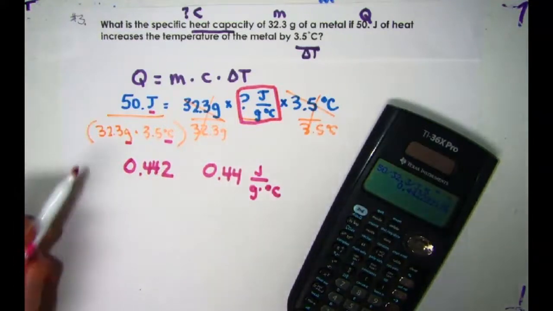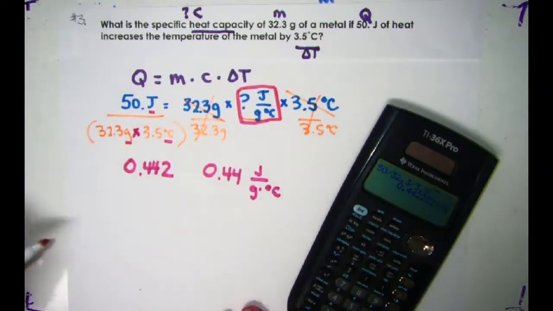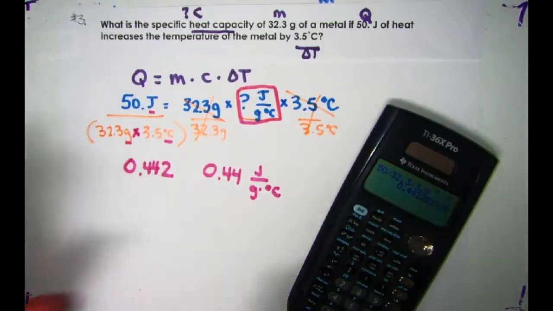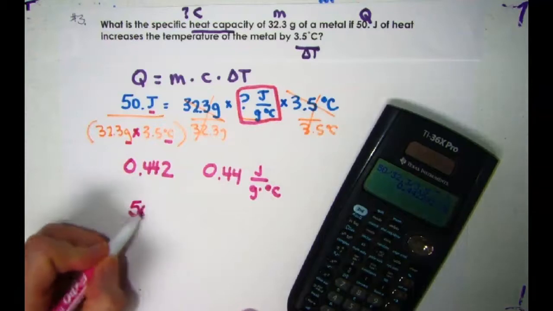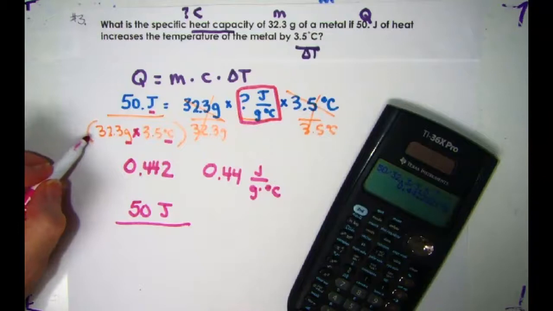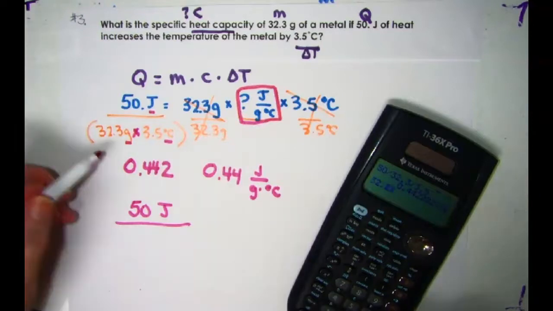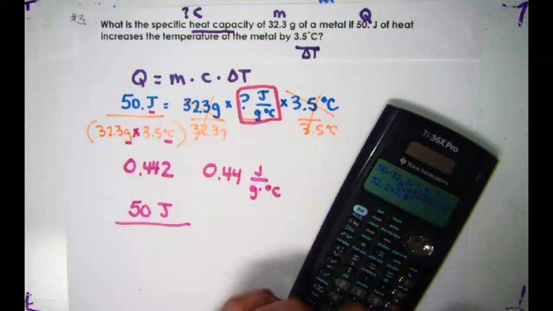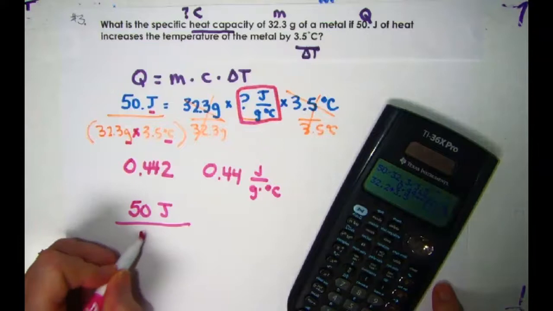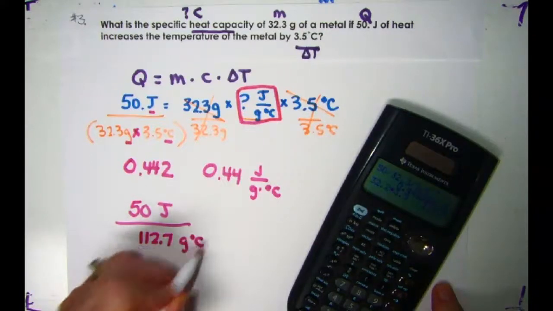Now, I'm going to just say that some people are going to go, yeah, but there's a multiplication sign in there, Dr. B. And I'm going to say, well, if you want to do it this way, go for it. You can also do it this way and go ahead and simplify the bottom. You're going to take 32.3 and multiply it by 3.5. That number altogether is 112.7 grams degrees Celsius.